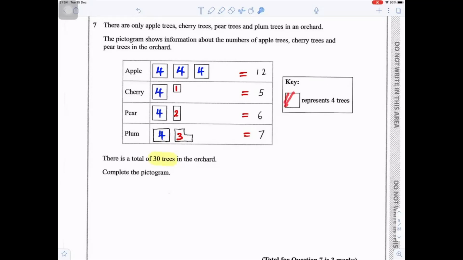So that shape represents 4 trees. So the first one will be 4 plus 4 plus 4. 4 plus 4 plus 4 would give you 12.